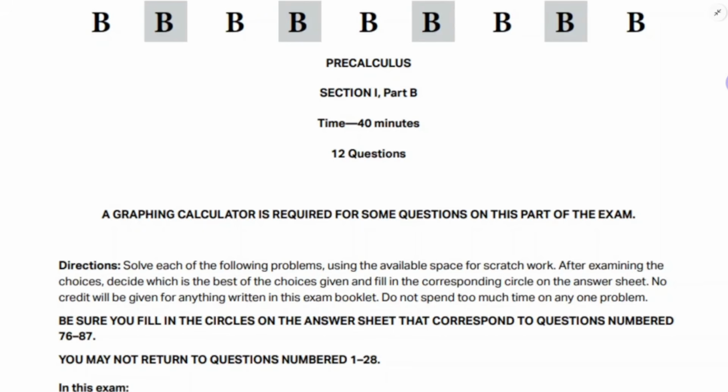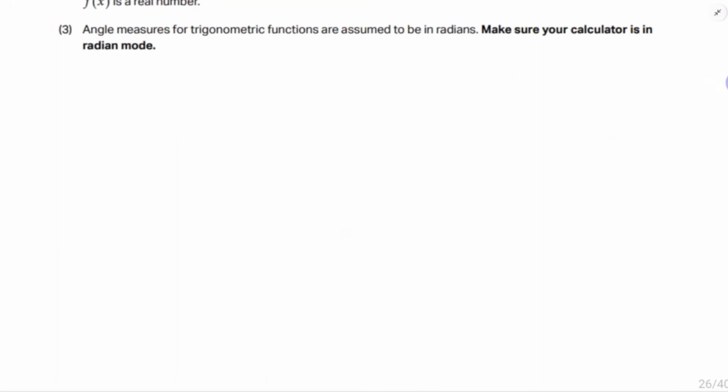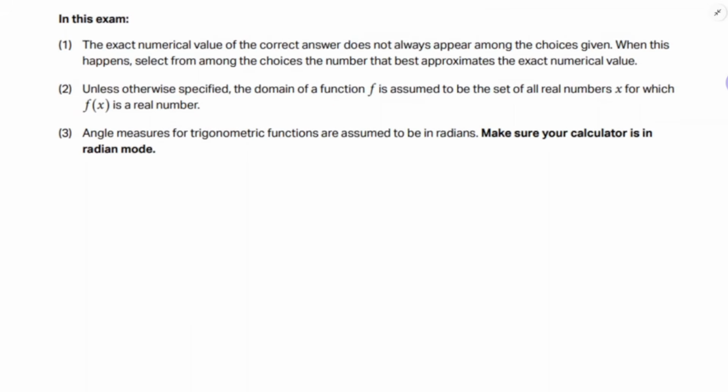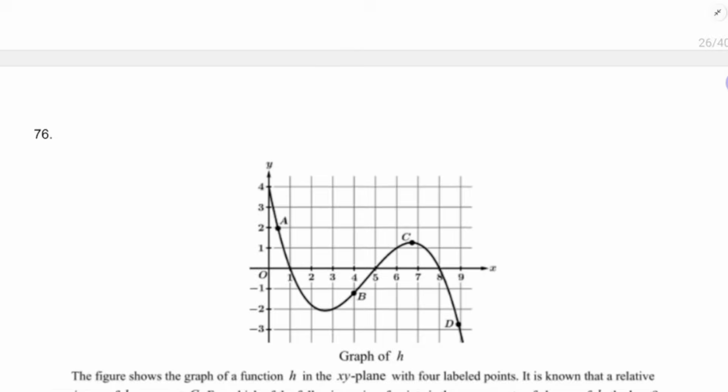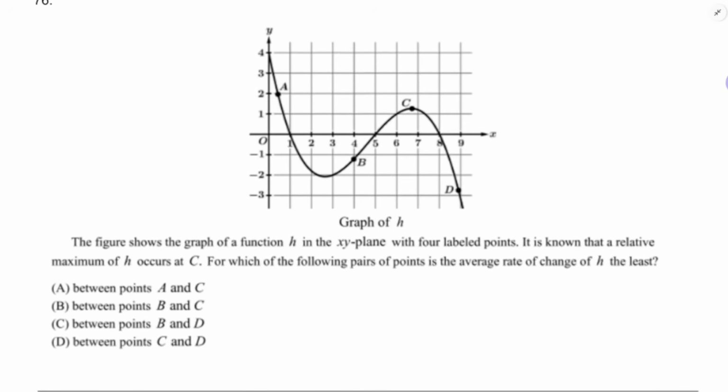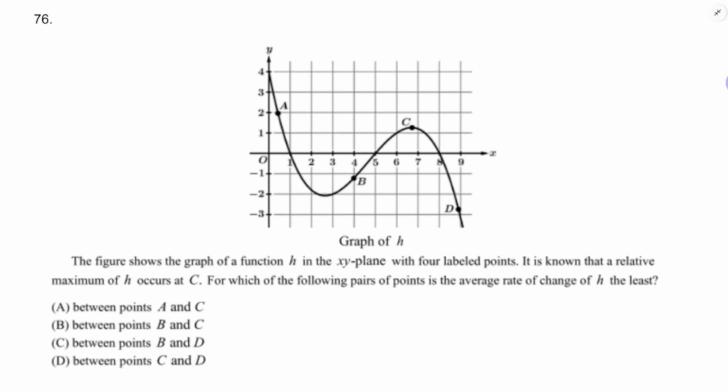All right, now we're going to move on to Section 1, Part B, which is multiple choice calculator. There's only 12 questions, and we get 40 minutes. Okay, and it will not take us 40 minutes. Now, think about expectations for this one. We should not expect to use the calculator on all 12 questions. That's just not how this exam is going to work. It's going to maybe be a couple before you even need it. And when we need it, I'll bring it in. Otherwise, I'm not going to have a calculator sitting off to the side and not using it.